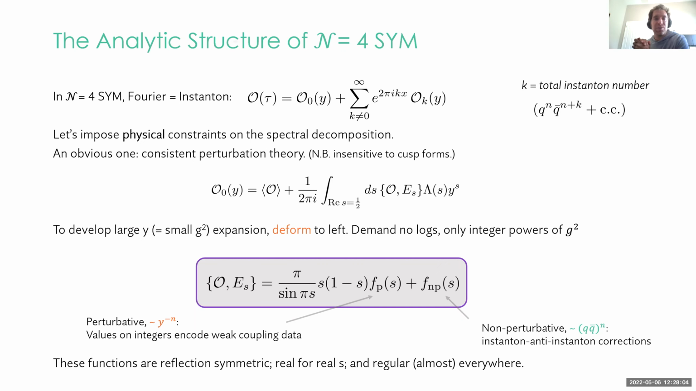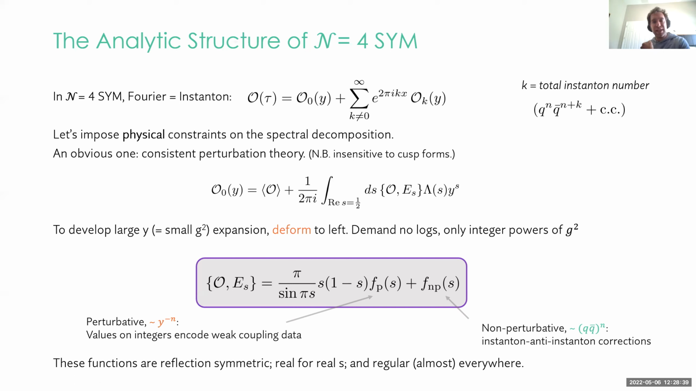So the obvious thing to impose here is that there's a consistent perturbation expansion near g Yang-Mills equals 0. That is a statement about the zero mode because the non-zero modes are exponentially suppressed at large y. And indeed, note that the cusp forms drop out in the perturbative expansion too, so we don't have to worry about the lack of analytic knowledge of their properties. So here's the zero mode. There's the constant average term, and then there's the piece from the Eisenstein series. So to develop the large y expansion, the strategy is clear.